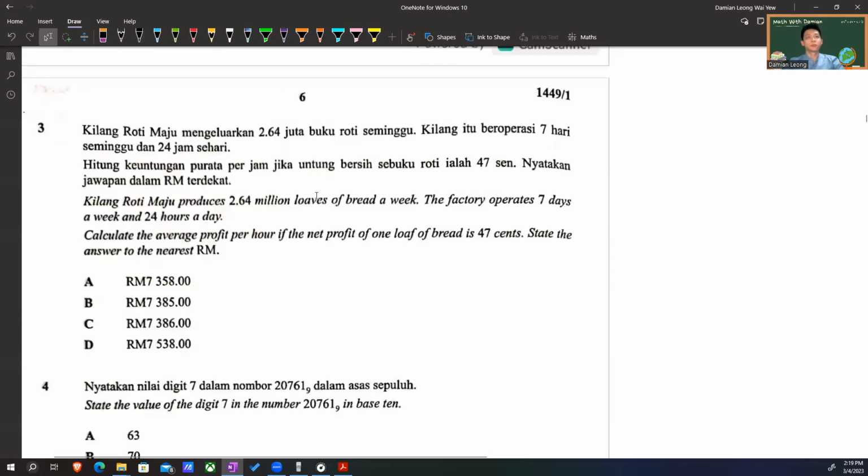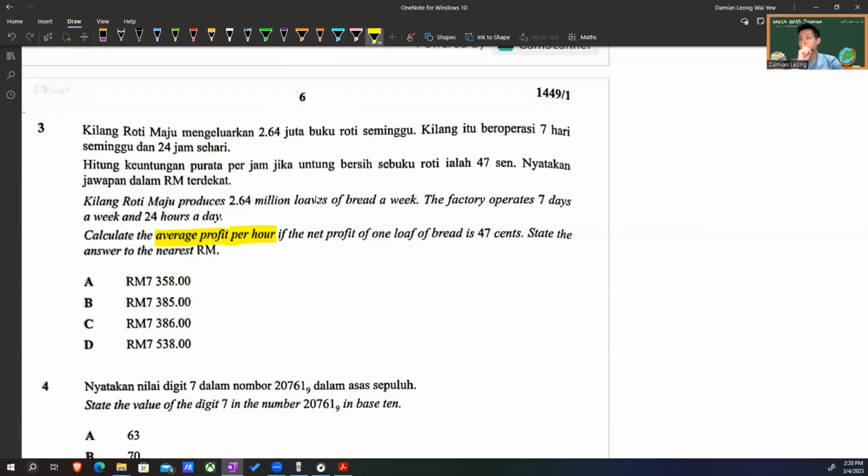And question 3. Roti Kilat Maju produces 2.64 million loaves of bread a week. The factory operates 7 days a week and 24 hours a day. So they want the average profit per hour, if the net profit is 47 cents. State the answer correct to the nearest ringgit. So net profit for 1 loaf of bread is 47 cents.